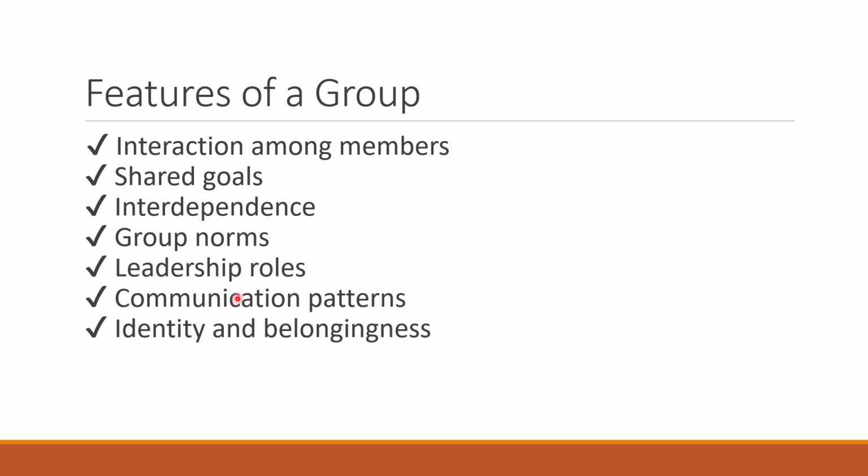Next, they have communication patterns. Usually they communicate informally, and otherwise they have a formal communication pattern. They also develop identity and belongingness with each other. Groups create a sense of identity, and this is what makes members feel more connected and motivated. These features make a group more than just a collection of individuals, and they become a coordinated unit.